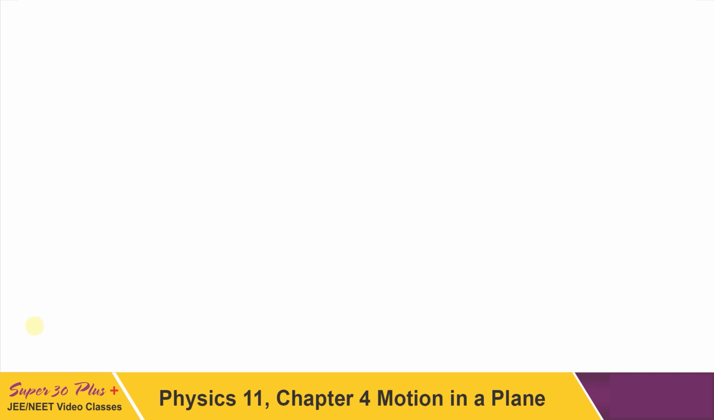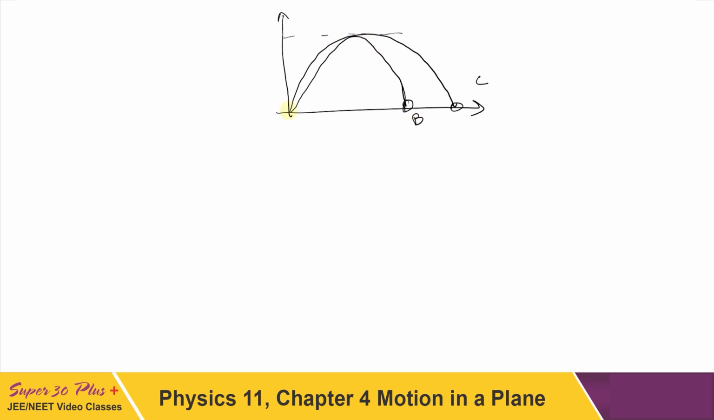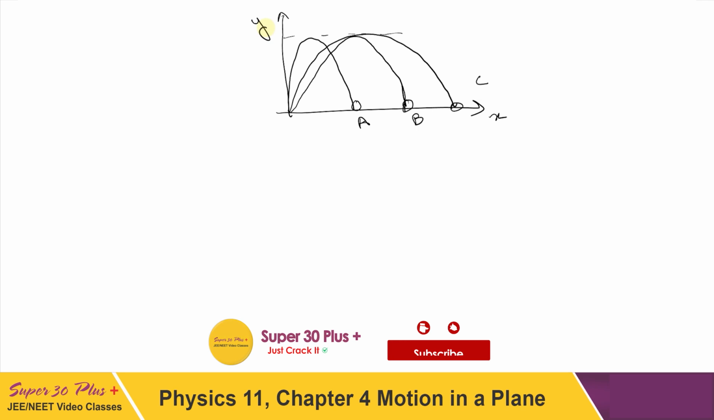One more very interesting situation is there in which different projectiles are drawn. Let this be one of the projectiles, then one other projectile B, and one more, A. If it asks what things can be interpreted from this diagram, we are going to analyze each of the kinematical terms associated with this kind of projectile motion.